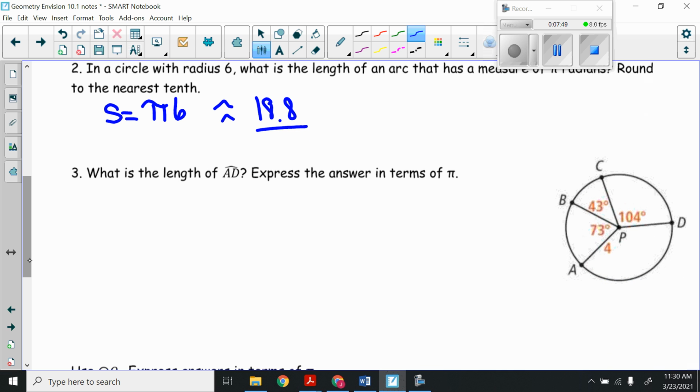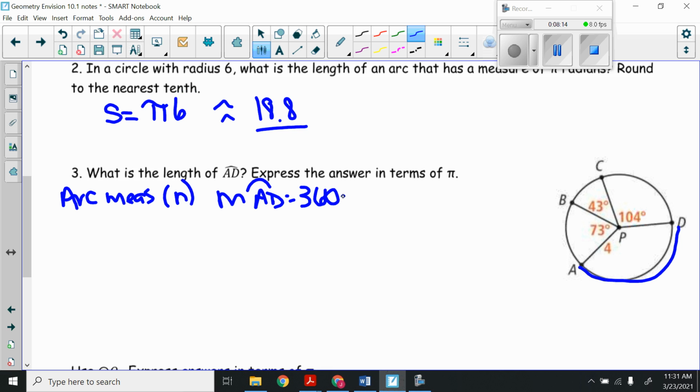Now they give us this picture of circle P, and want to know what is the length of arc AD. Express your answer in terms of pi. So for the length of arc AD, first I need to find my arc measure, which is n. Remember that the entire circle is 360. So 360 minus the other angles in there, 104 minus 43 minus 73, is equal to 140 degrees.